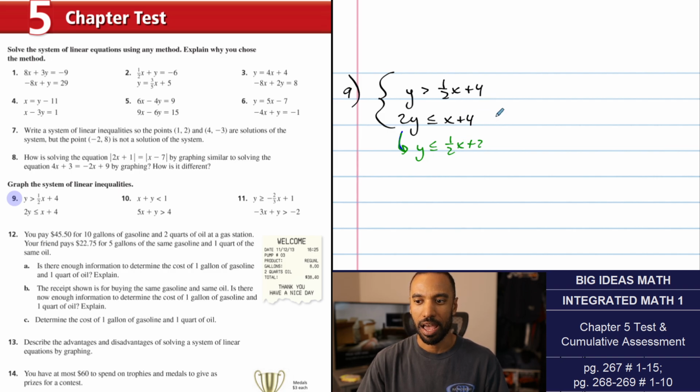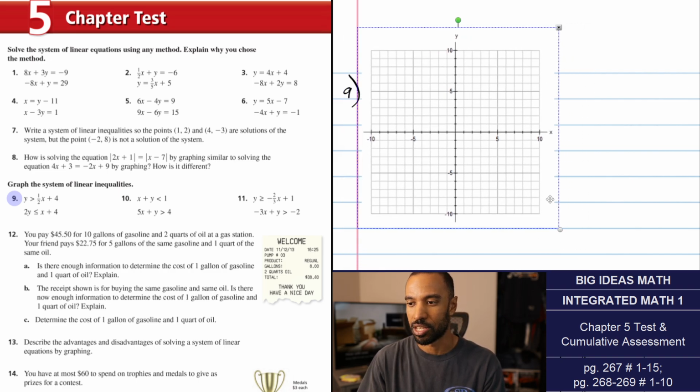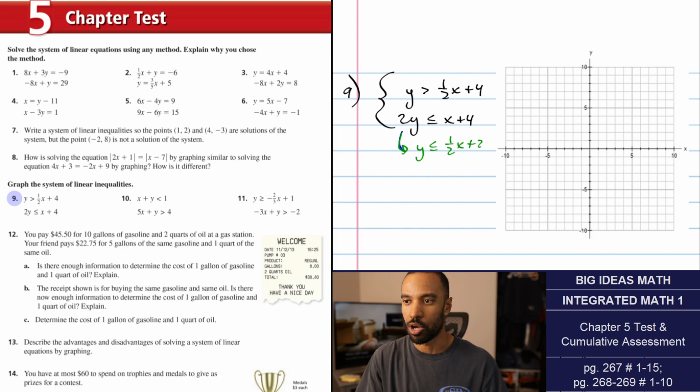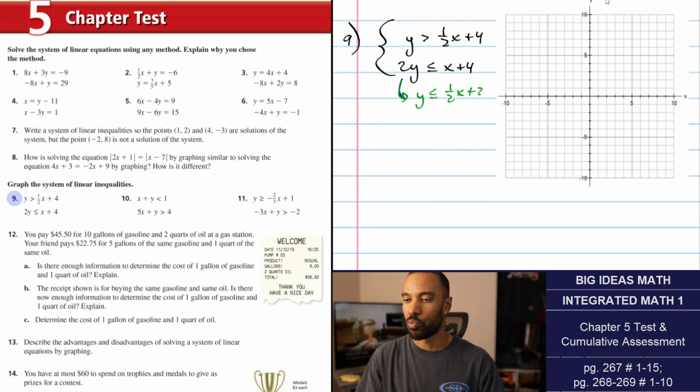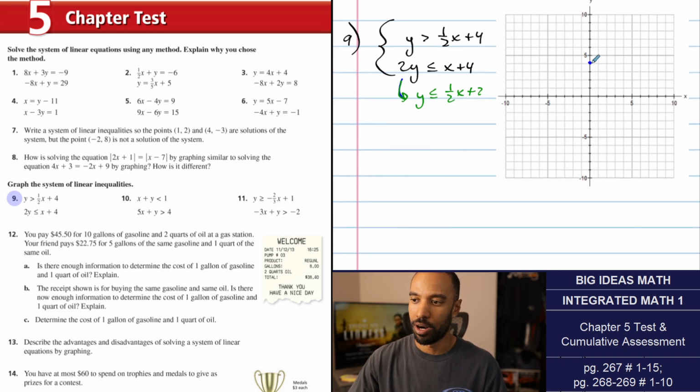So 1/2 x plus 4, 1/2 x plus 2, they're parallel. Does that mean there's no solution? Maybe. I think in this case it will have no solution, but that's not always the case. It depends on where the lines go and where we shade. So the first one, 1/2 x plus 4, looks like that. We will be shading above, and this will be a dashed line.